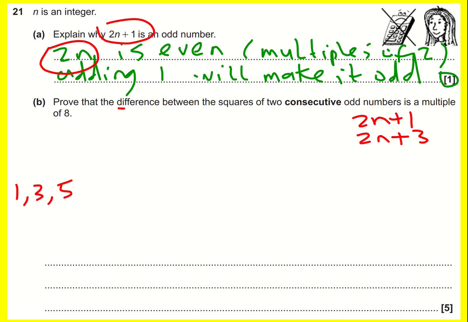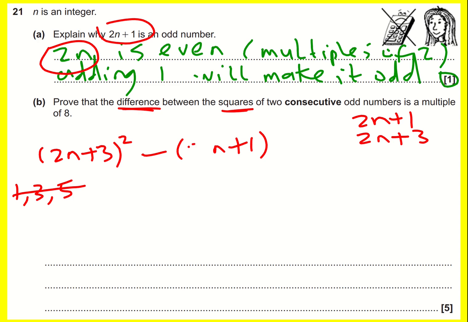Prove that the difference, so the difference is when we subtract them, but we do the highest minus the lowest. So it's going to be 2n plus 3 squared, because it's the squares I'm interested in, and then I'm minusing 2n plus 1 squared. Okay, let's work this out.